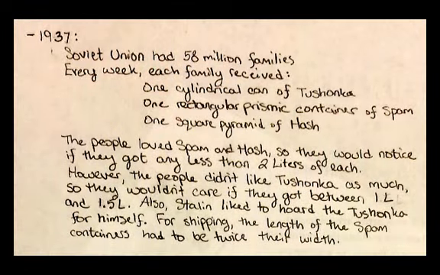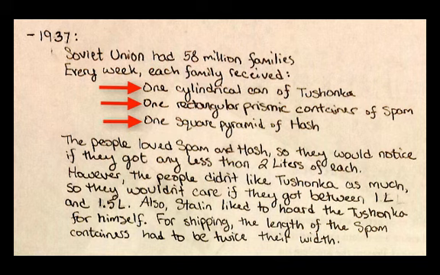Hello everybody, the year is 1937, it is in the Soviet Union and my name is Joseph Stalin. This year we have 58 million families alone in our wonderful country, and every week we are in charge of giving each family one cylindrical can of Tushanka, my favorite, one rectangular prismatic container of spam, and one square pyramid of hash, which is a nice shape for shipping food, if you understand what I'm trying to say.